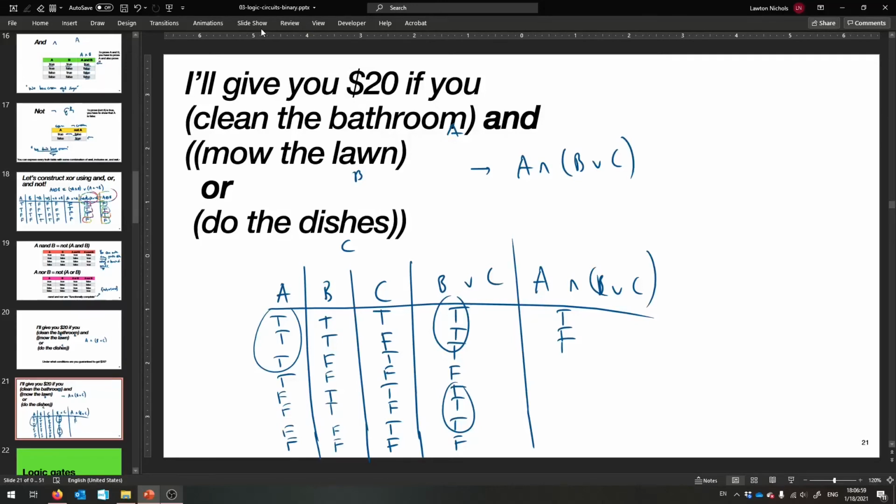Because otherwise it is going to be false in at least one. And so I'm going to put five more falses.